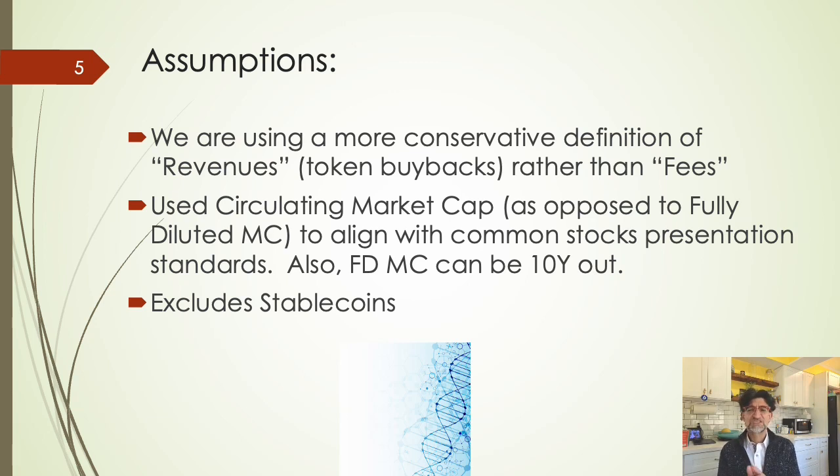So what revenues are being used to buy back tokens, almost like a share buyback of a common stock. And we're using a more liberal approach, a less conservative approach for market cap. We're using circulating market cap because diluted market cap, which is also shown, fully diluted market cap, may be 10, 20 years out. That's a long time, probably 10 years out. And we don't know what the vesting schedules are, when we're looking at them as a group. And lastly, we were excluding stablecoins.